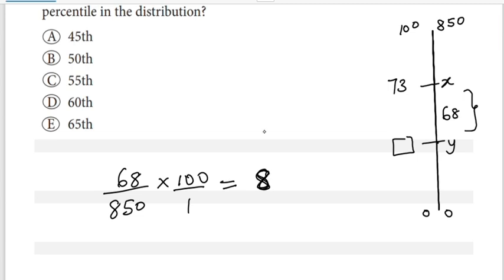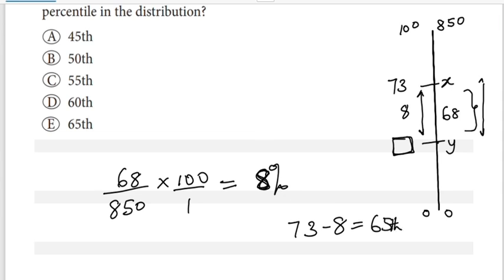So if this is 8, that means the difference between the S percentile and the Y percentile is 8%, right? So which means that the box here is simply going to be 73 minus 8, which is the 65th percentile. So this is the 65th percentile. And the answer to this is simply E. And that solves our problem.